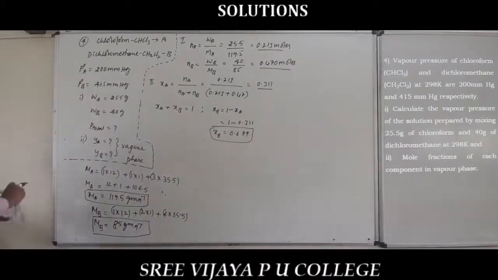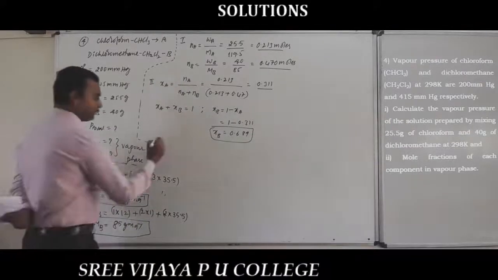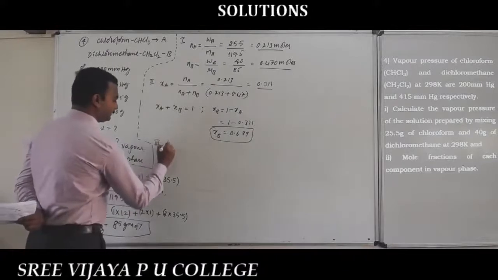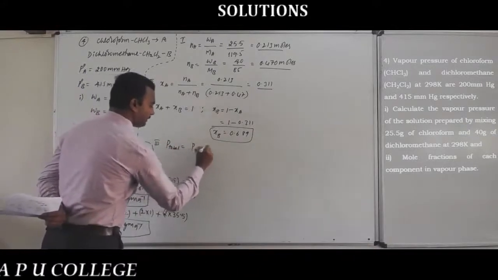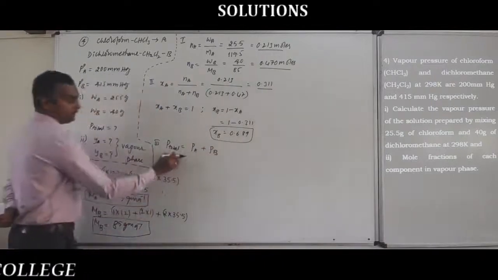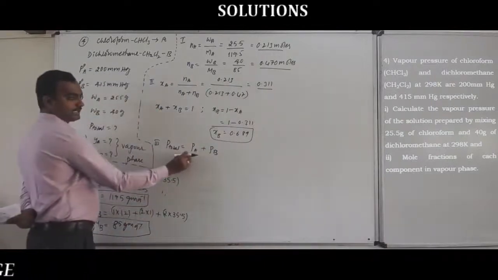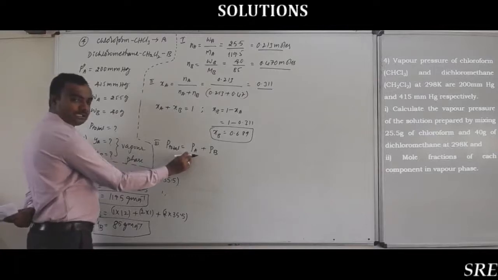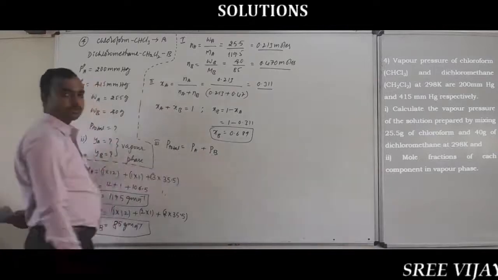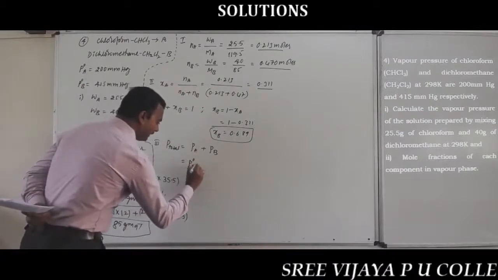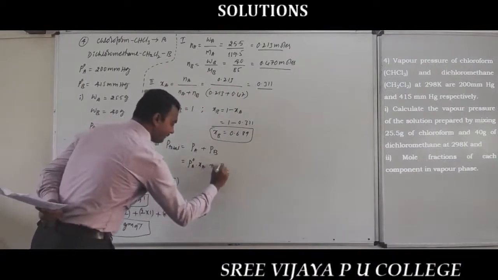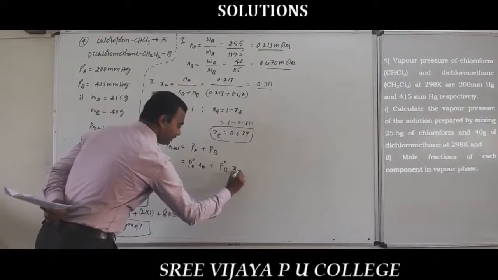So now we can calculate P total. P total is the third one. P total is equal to PA plus PB, and we need to find P total. PA is the partial vapor pressure of component A, that is chloroform, and PB is the partial pressure of component B, that is dichloromethane. According to Raoult's law, PA is equal to P naught A into XA, and PB is equal to P naught B into XB.